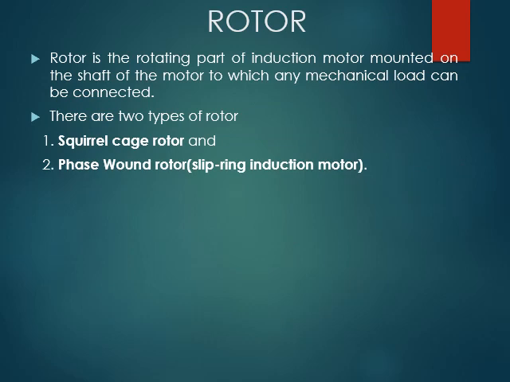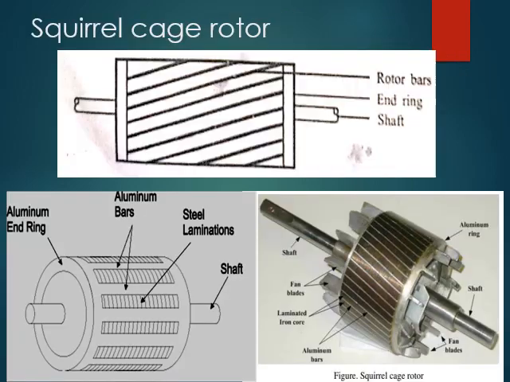Rotor. Rotor is the rotating part of the induction motor, which is mounted on the shaft, to which any mechanical load can be connected. There are two types of rotor: squirrel cage rotor and phase wound rotor. Squirrel cage rotor. The rotor is again cylindrical in shape. Up to 90% of induction motors are of squirrel cage type rotor because of its simplicity and rugged construction.